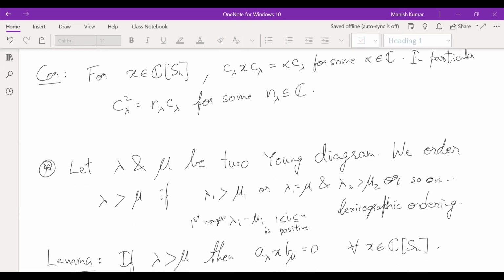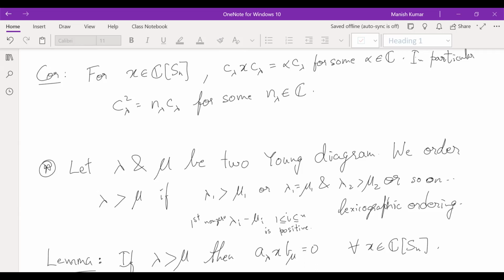So let lambda and mu be two Young diagrams. We saw this as well: we can give an ordering on all the Young diagrams of Sn. We say lambda is greater than mu if the first row of lambda is bigger than the first row of mu, or the first row is the same but the second row of lambda is bigger than the second row of mu, or the first two rows are the same, and so on. So we give a lexicographic ordering.